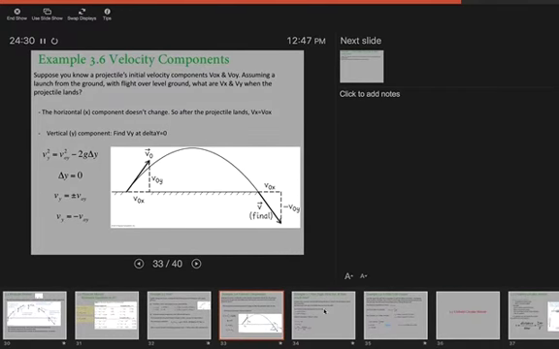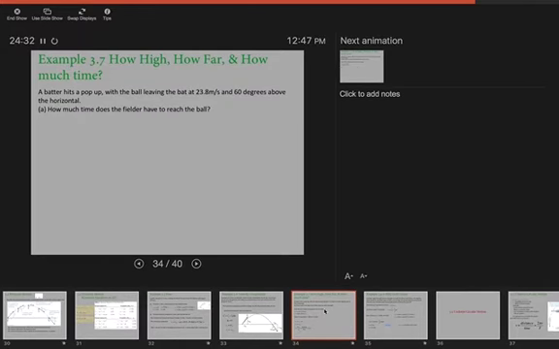Let's do another example. A batter hits a pop-up with the ball leaving the bat at 23.8 meters per second and 60 degrees above the horizontal. Okay, I have a projectile motion problem with v node and theta. What's the first thing we need to do, even if it isn't asked? I need to find Vx and Vy, from the sine theta and cosine theta equations we discussed here. Here he didn't ask for them, but you will always have to find them.